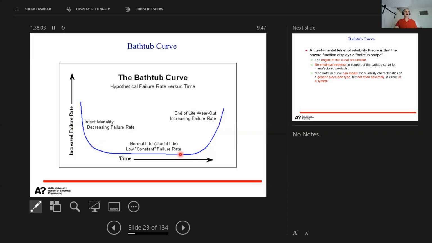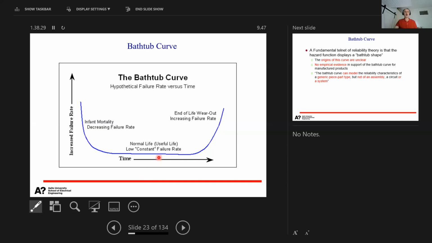I don't think this is a good way to use the bathtub curve, because then this increase is rather difficult to explain. Why, if you have manufactured something for 20 years, is the failure rate increased again? So let's not use even that. Sometimes in the literature you can also see this kind of interpretation. Let's not use that one in this course.